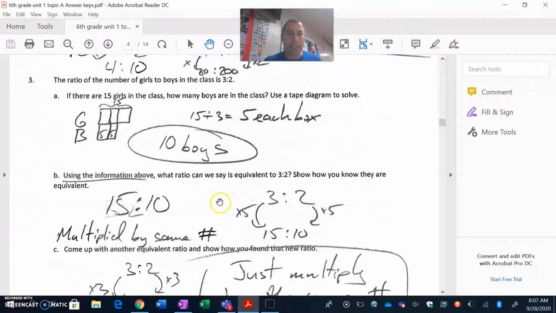The idea here was this is when we first began tape diagrams. If you notice here, we've got the ratio, the number of girls to boys in class is 3 to 2. So we made our tape diagram, 3 boxes for the girls, 2 for the boys. And the big thing is that there were 15 girls in class. So the 15 went with the girls because that's what the 15 is describing.